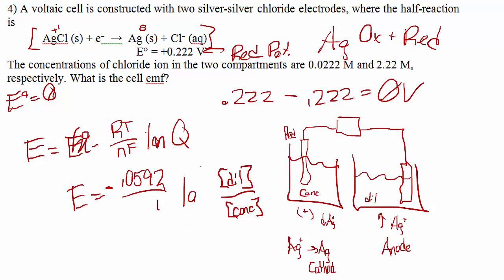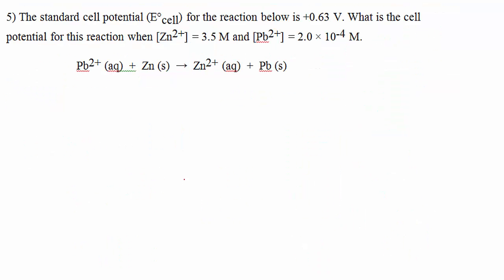So what are we solving for? We're solving for E. All right, the dilute is the 0.0222 and the concentrated is the 2.22. So we just plug it in and we get a number, and we get 0.118 volts when we plug those things in and solve. That's it. A few more.